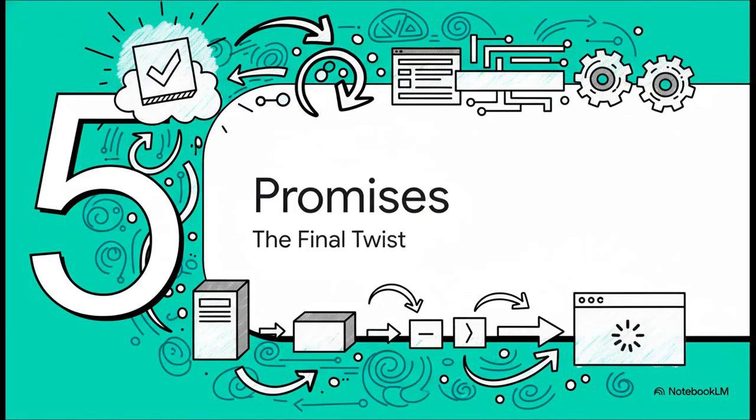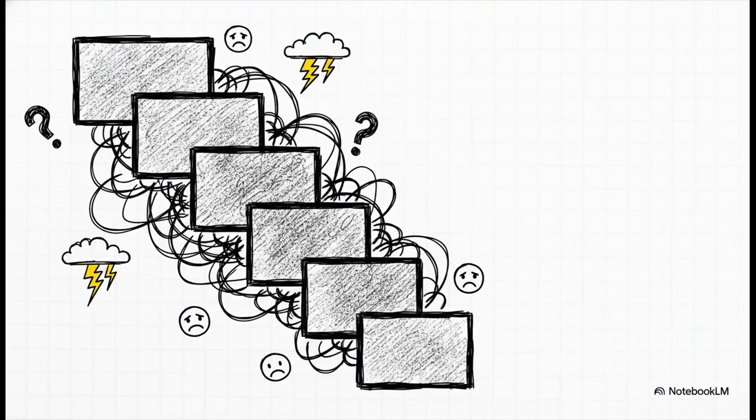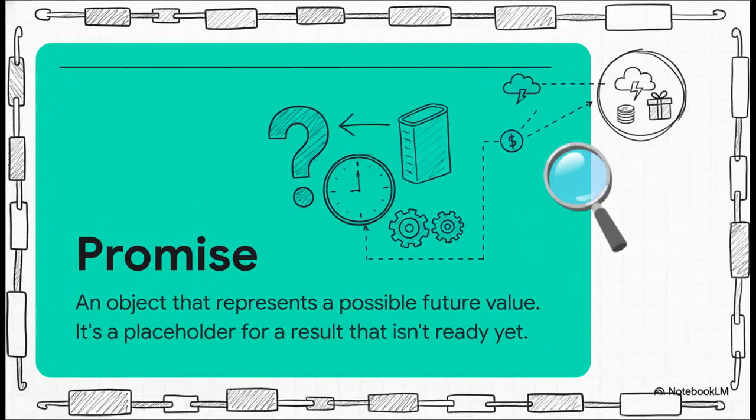But hold on, the story does not end there. There is one more massive connection to make, and it has everything to do with one of the most fundamental tools in all of modern web development. Anyone who's worked with APIs on the web knows this pain. Trying to manage things that don't happen right away, like fetching data from a server, can get so messy so fast. You end up in this nightmare of nested callback functions that are impossible to read. And this is the exact problem that promises were invented to solve.